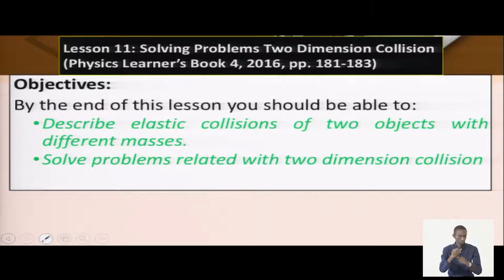So I hope with the problem that we are going to solve, which is an example of the problems we'll be solving in two-dimensional collision, and we add more other examples, okay? So then, students, let's have a continuation.